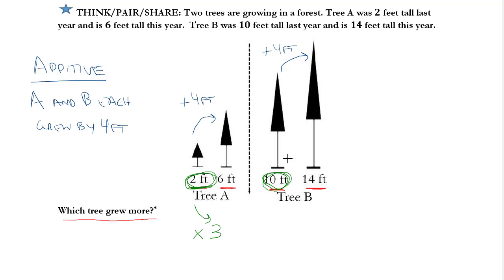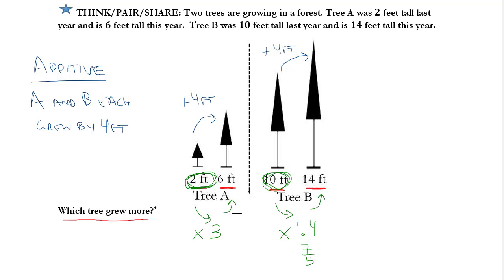Tree B was already at 10 feet, and it grew to 14 feet. Well, we can imagine if it had doubled in size, if it had increased by its same amount again, it would be up at 20 feet. So in fact, this is less than doubling its size. It ends up being multiplying by 1.4. You could also multiply by 7/5 in order to get to our 14 feet.